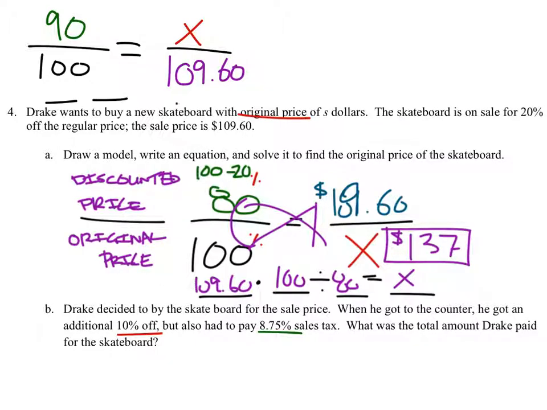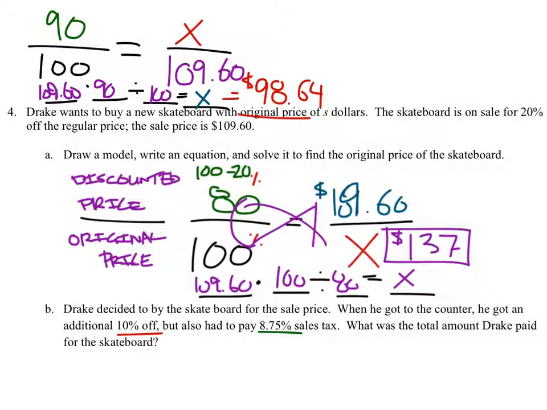All right, then to solve this one, again, fish method. 1, 2, 3, 4. Multiply, divide, equals. So I got 109.60 times 90 divided by 100. And this will be our x. So the newly discounted price, $98.64. Bam. But this is before tax.